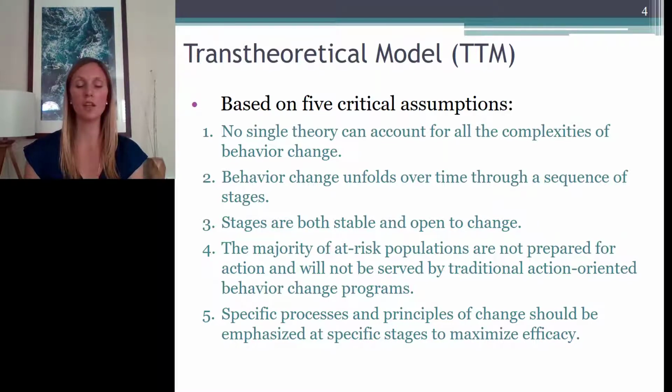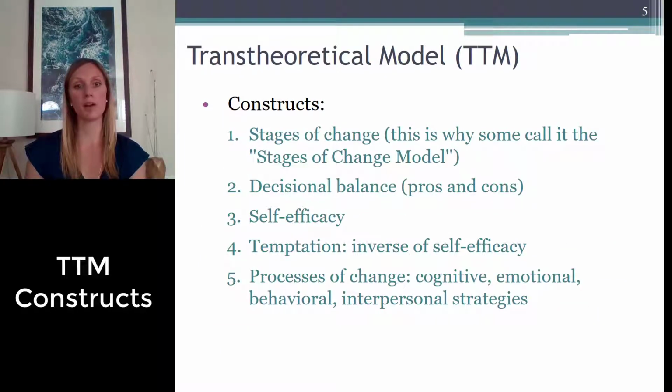and then people will change. The fifth and final assumption of the TTM is that specific processes and principles of change should be used at different stages of change to maximize efficacy. And you'll see what that means in greater detail in a couple of slides, but essentially this means that there are particular strategies or techniques that work to move individuals from one stage to another, and different strategies may work depending on the stage that the person is in. So the same strategy might not work for somebody who's in stage 1 as it does for somebody who's in stage 4. There are 5 constructs in the trans-theoretical model.